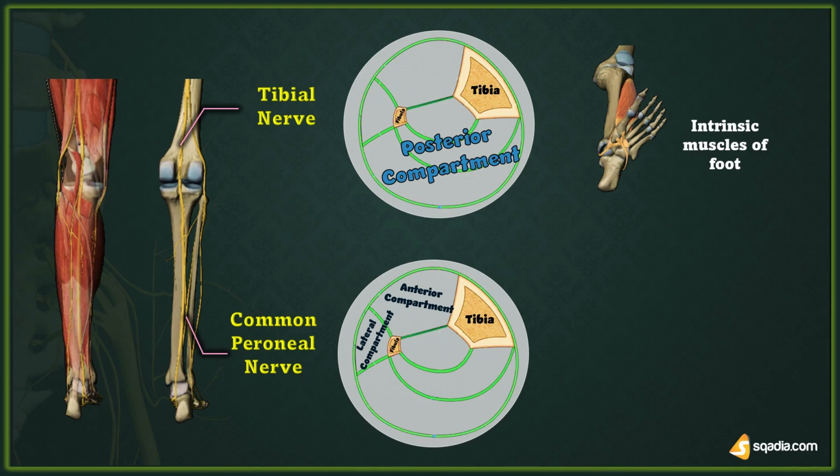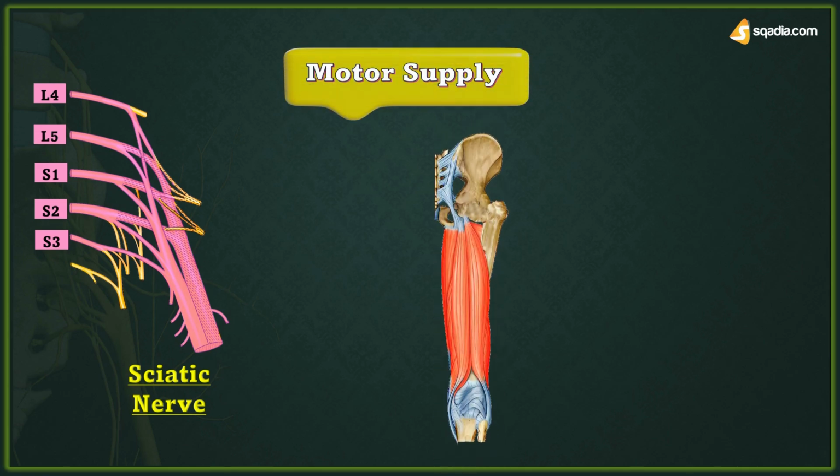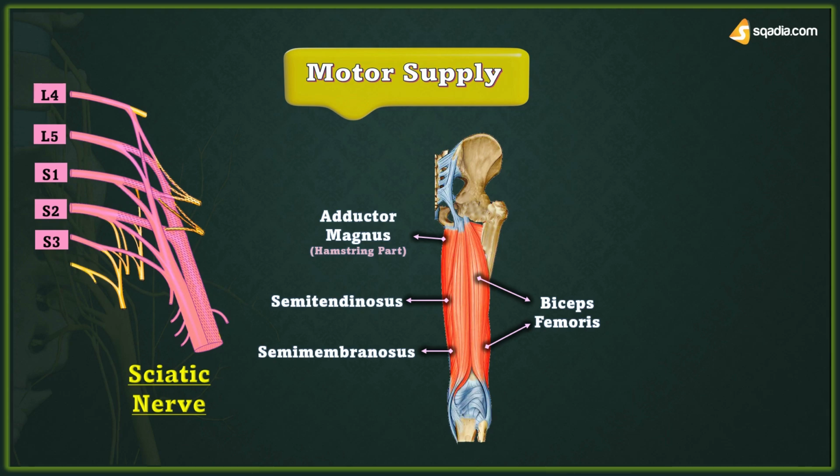The sciatic nerve serves important motor and sensory functions in the lower limb. Motorly, it innervates several key muscles, including the biceps femoris, semitendinosus, semimembranosus, and the hamstring portion of the adductor magnus. These muscles are collectively known as hamstring muscles, which play a role in hip extension and knee flexion.